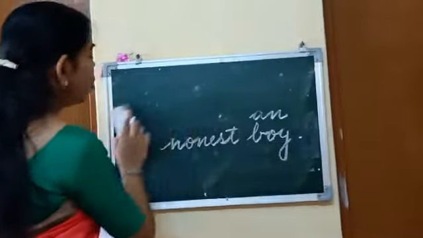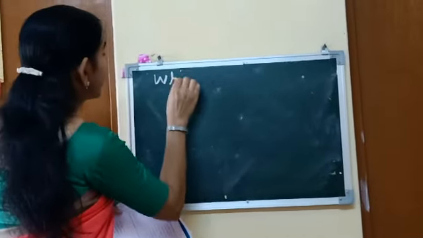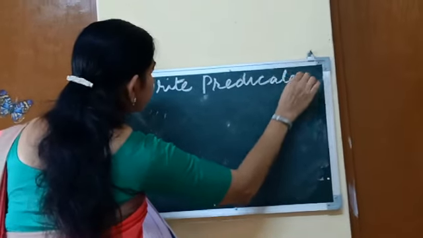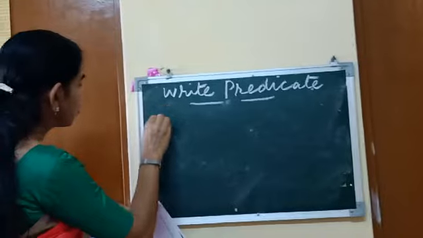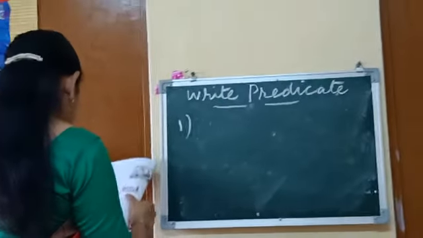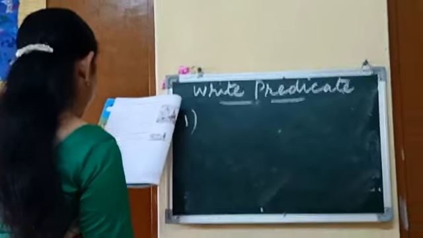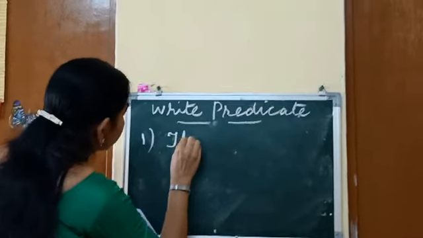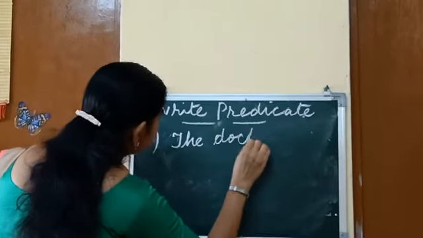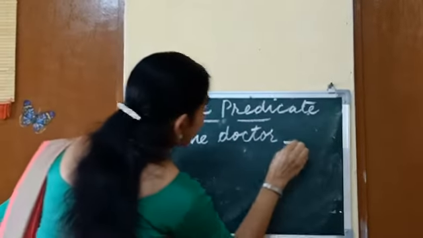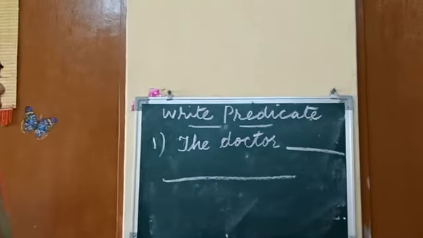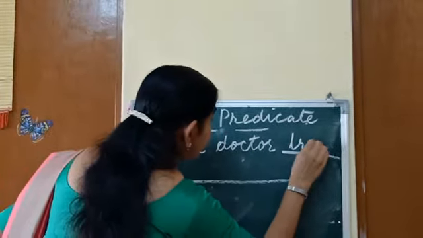In the same way, you have to write the predicate part. Write down the predicate part. That also I will show you with one example. Okay, I am just writing: the doctor. I have already written the subject here, the doctor. Who is the subject here? The doctor. So you have to write what the doctor is going to do. That is the predicate part. The doctor treats the patients.